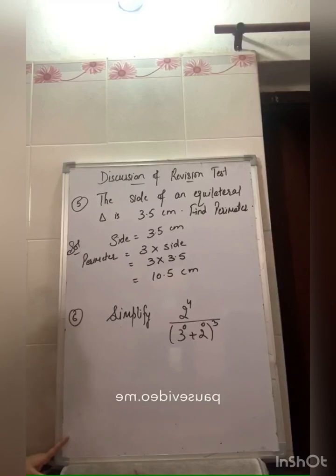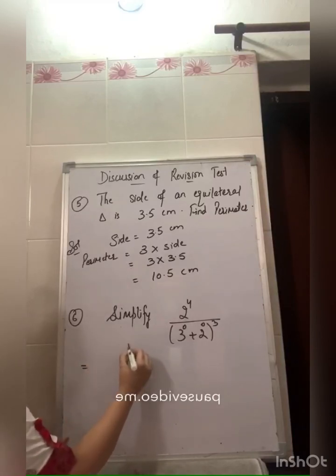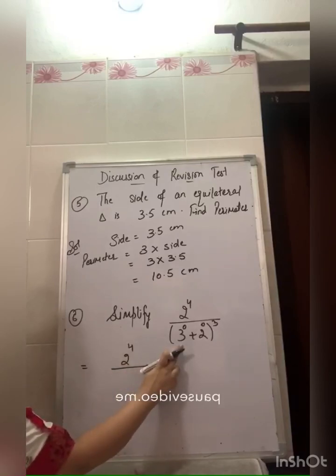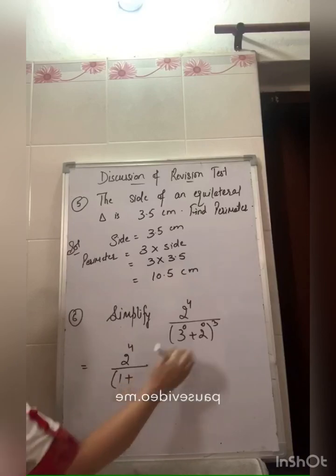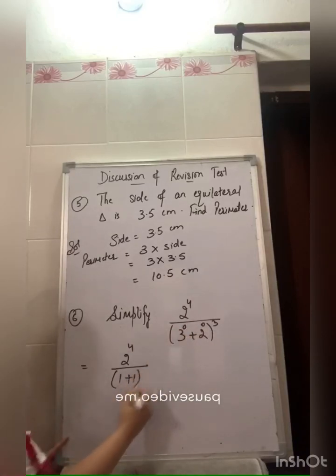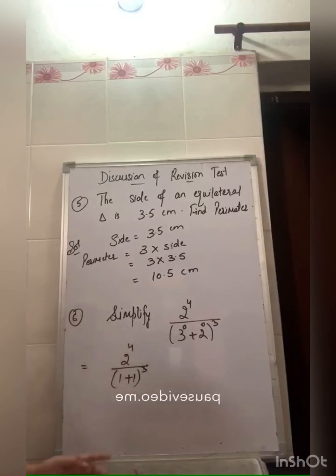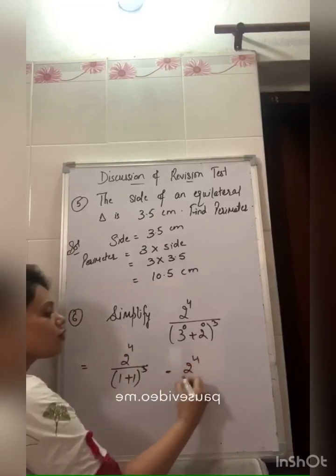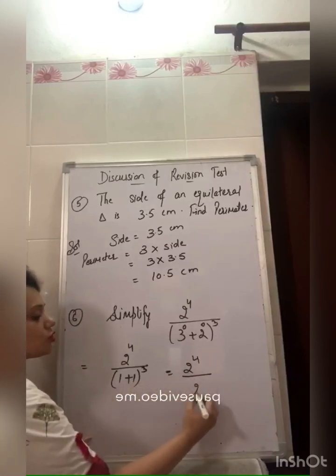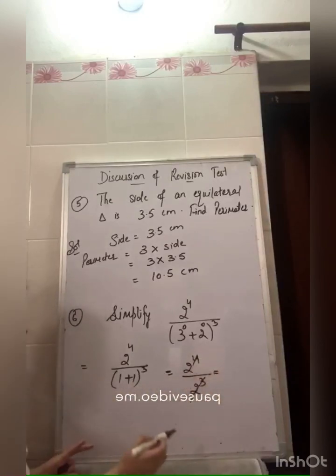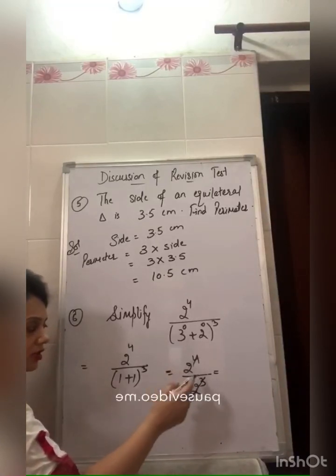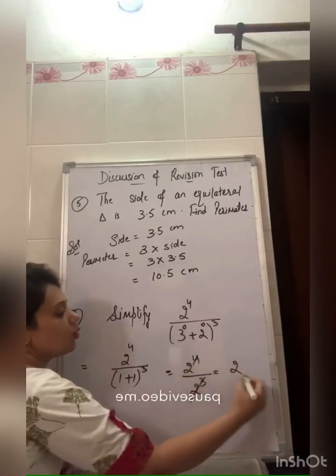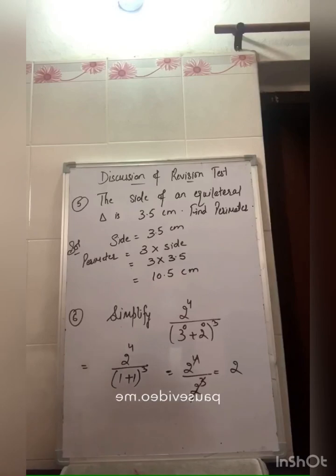Next question number 6. Simplify 2 raised to power 4 over 3 raised to power 0 plus 2 raised to power 0 whole cube. Now we know 3 raised to power 0 is 1 plus again 2 raised to power 0 is also 1 whole cube, right? So it will be 2 raised to power 4 over 1 plus 1 whole cube, 2 cube. In the numerator we are having 2 4 times. In the denominator we are having 2 3 times. 3 2s will get cancelled. So we are left with only one 2. So the answer is 2.